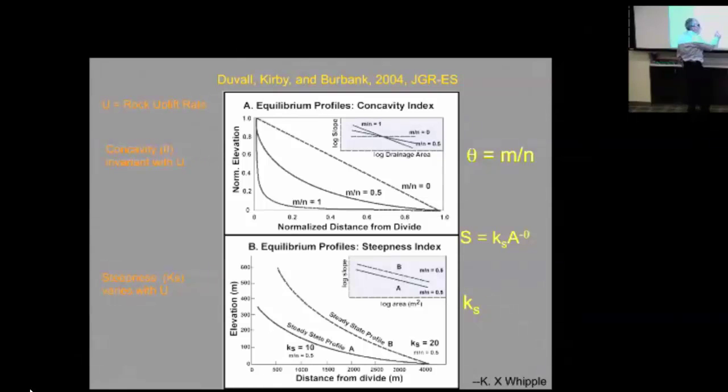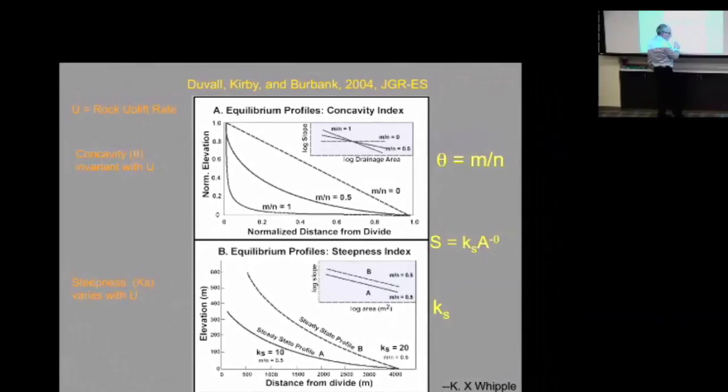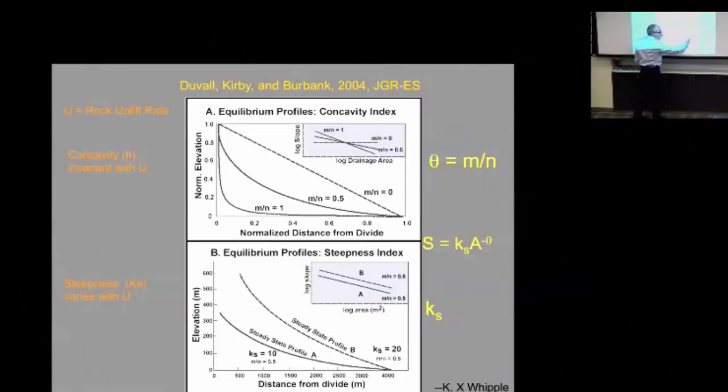That's down here where we have a lot of contributing area, but the channel is lower slope. As you go up the drainage, we go down in contributing area, but the channel gets steeper, right? So when you do this in log space, these two channels, A would look like here and B would be there. So the concavity is kind of the slope of this line, whereas the channel steepness is the intercept. So what we'll tend to do is assume constant concavity and just look at how the channel steepness varies because we think it's a good index of uplift rate.